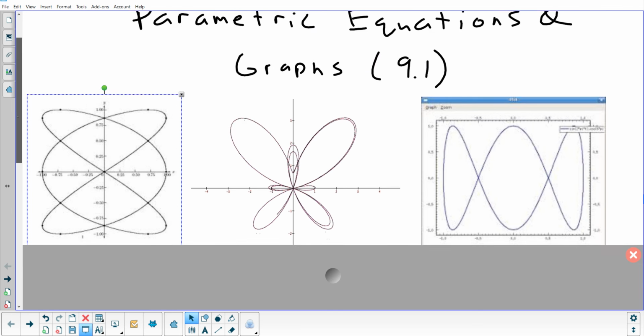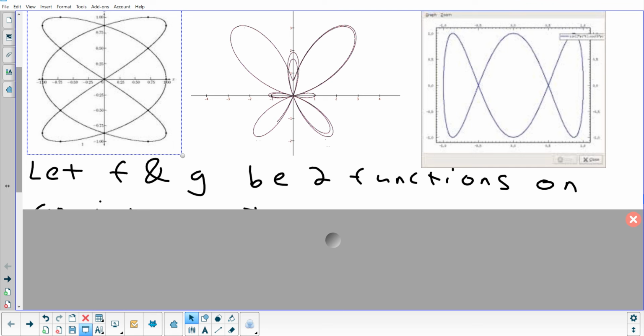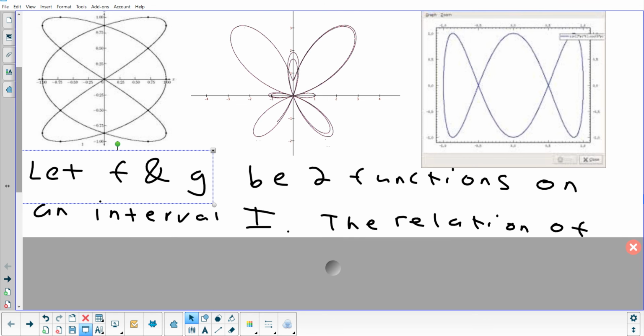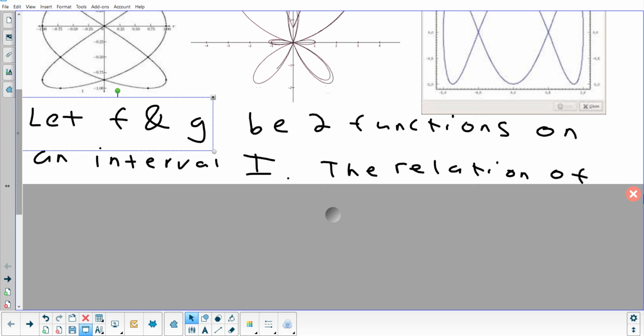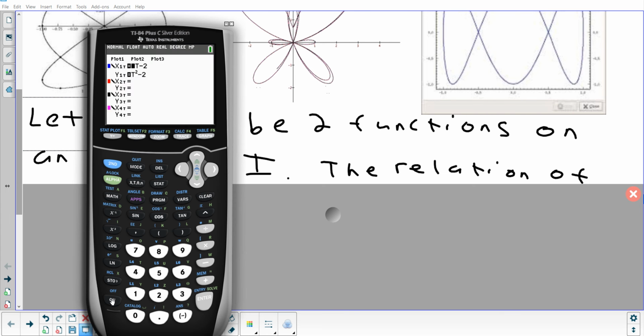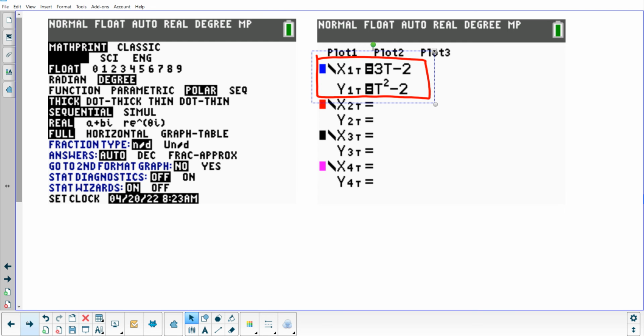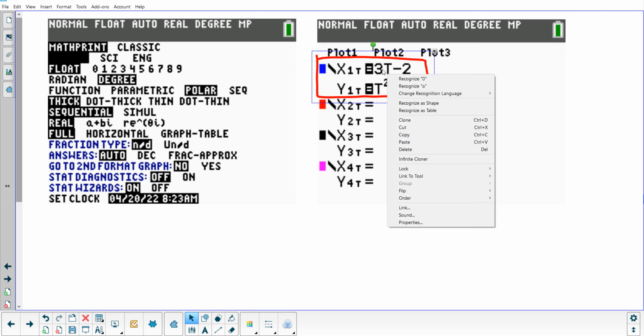So let's go back here. And let's call these two different functions that we're going to use. I'll just call one of them f and one of them g for what I'm about to write down. These functions basically are defined on what we call an interval. An interval has a minimum and a maximum value. And the idea of an interval is if you look at your equations, it basically tells you the smallest value you're allowed to plug in for t and the biggest value.